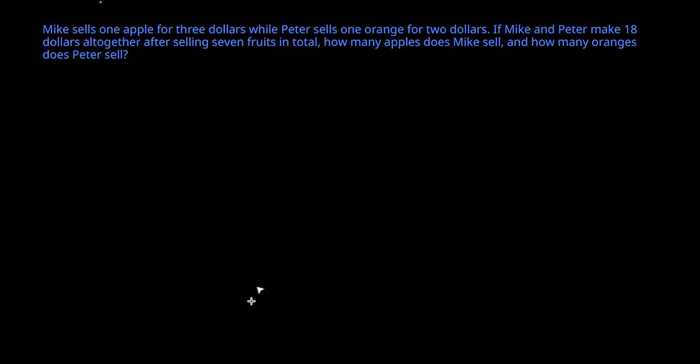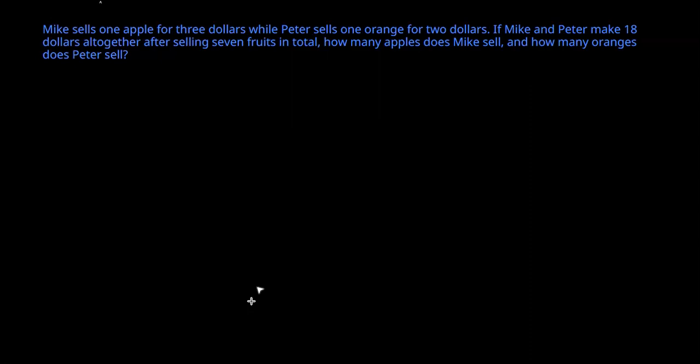In today's video, we'll be learning about the applications of the system of equations process. Mike sells one apple for $3 while Peter sells one orange for $2. If Mike and Peter make $18 altogether after selling 7 fruits in total, how many apples does Mike sell and how many oranges does Peter sell?